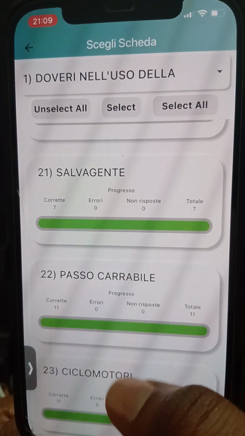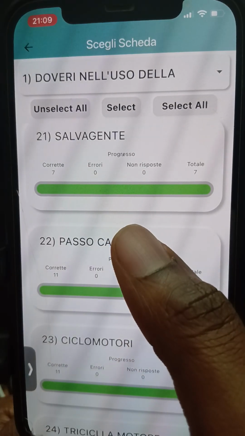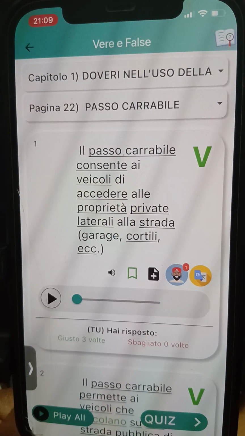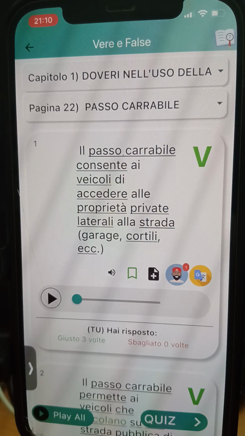So we just finish with salvagente. Now we wan enter passo carabile. So what is the use of passo carabile? Wetin dem dey use am for? Passo carabile na just be like banner, kind of something wey be say some private houses or private place wey no want make people dey park for there. Dem go put am for the front, okay?